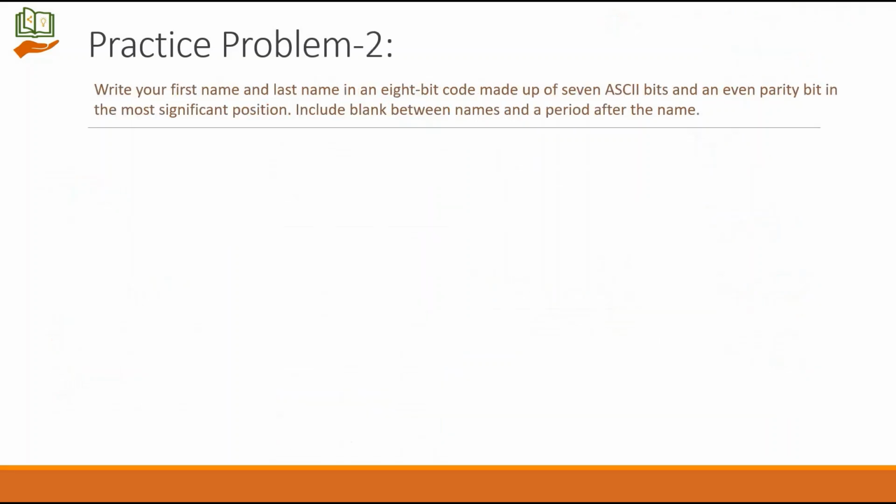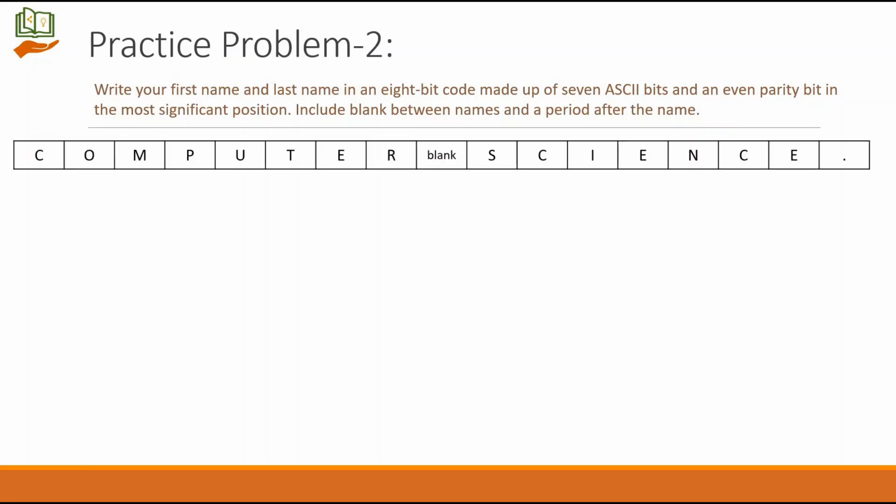The next problem. Write your first name and last name in an 8-bit code made up of 7 ASCII bits and an even parity bit in the most significant position. Include a blank between names and a period after the name. So I have taken the first name as computer and last name as science. In between the names I am including a blank space and after the name I am including a period here.